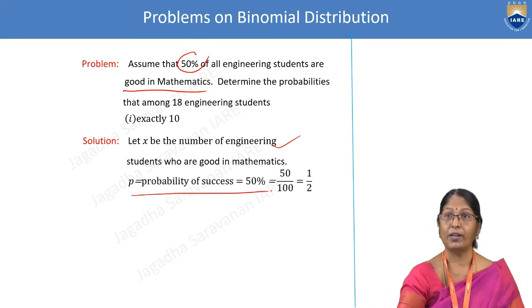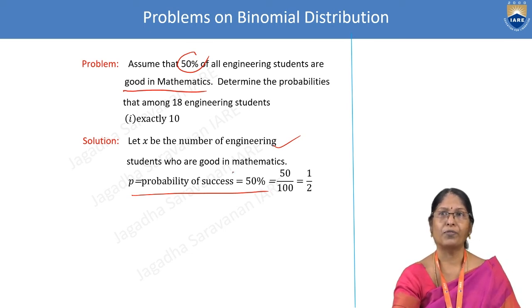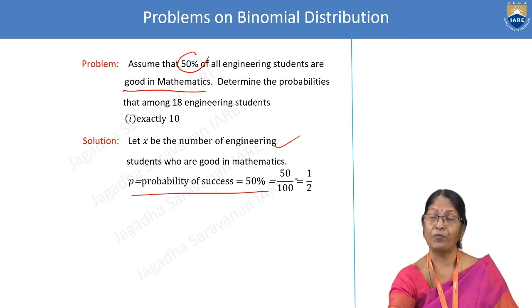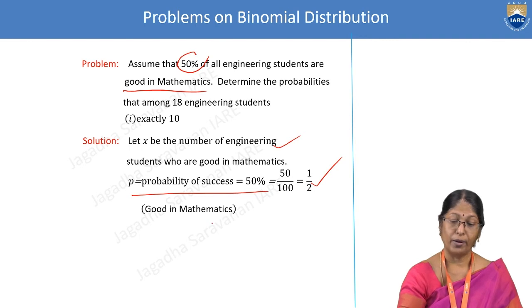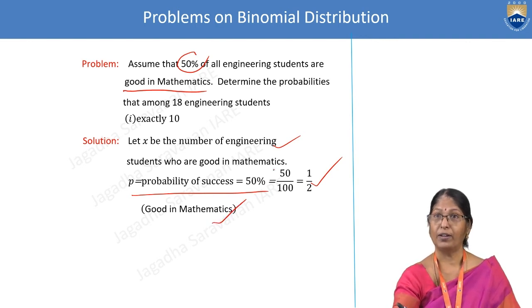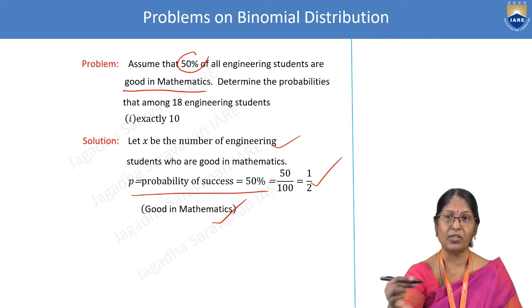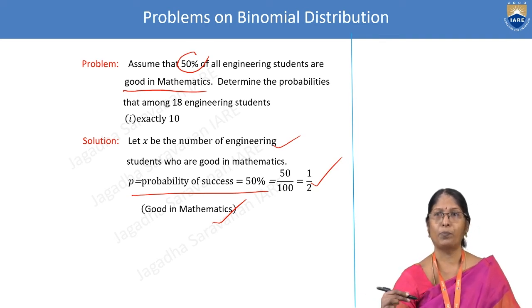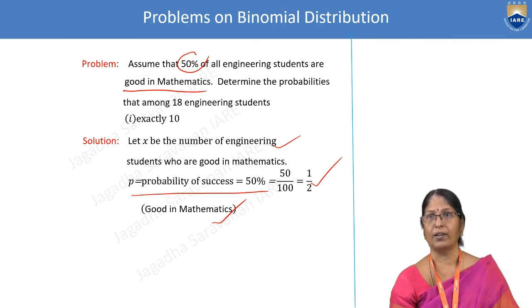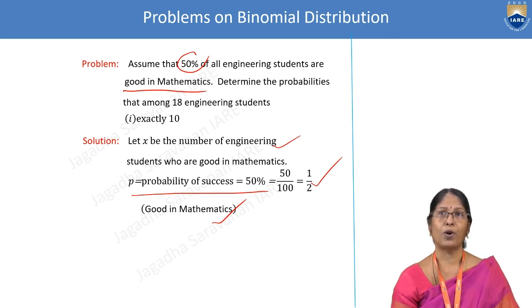So P equals the probability of success, 50% equals 50 by 100, which is nothing but 1 by 2. We are choosing the binomial distribution, because the problem is based on success or failure, yes or no, true or false.